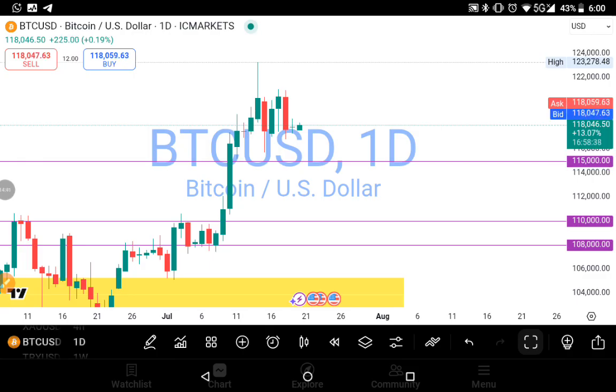But if the level 115,000 forms a resistance to the price, then we should see 112 and lower. Let me rephrase myself. I'm interested in the level 115 short term. If the level 115 repels the price, we should be able to see 120 again. But if the level 115 gives way and the market breaks below it, then we should be able to see 112.